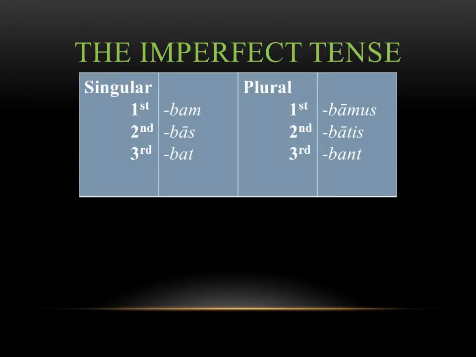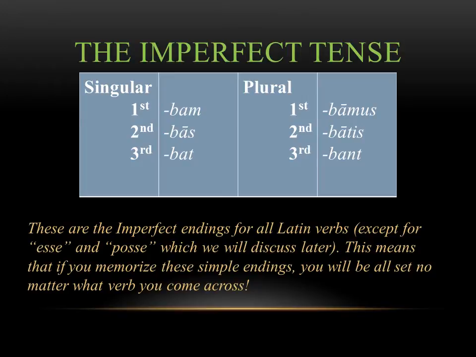So again, here's a chart of our endings for the imperfect tense. We have bam, bas, bat, bamus, batis, bant. And again, all we're looking at here is that BA infix with our personal endings added on. These are the imperfect endings for all Latin verbs. The only ones that aren't here are the irregulars, which we're going to see in a little bit in this video. But what this means is that if you memorize these simple endings, you'll be all set. Whatever Latin verb you come across, you'll be able to put it into the imperfect tense because they're all using these endings.